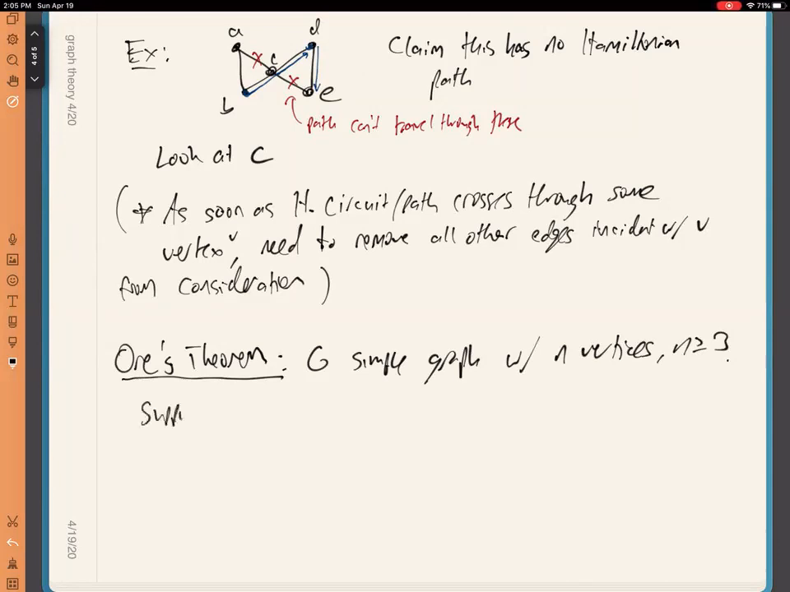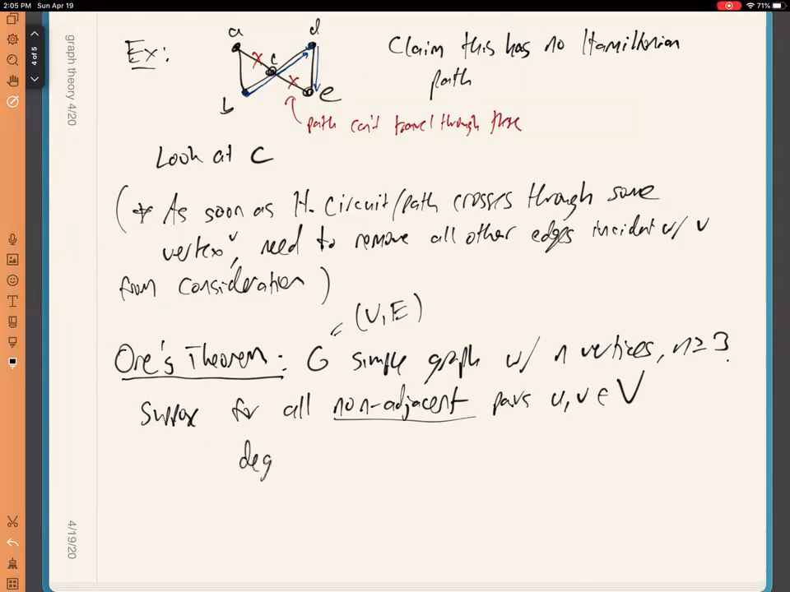The criterion is the following. Suppose that for all non-adjacent pairs of vertices u, v, meaning they're not connected by an edge, where G is given by vertex set V and edge set E, the sum of the degree of u plus the degree of v is bigger than or equal to n. So the cardinality of the vertex set is n in this case. Then G has a Hamiltonian path, or sorry, circuit. I keep mixing these up.